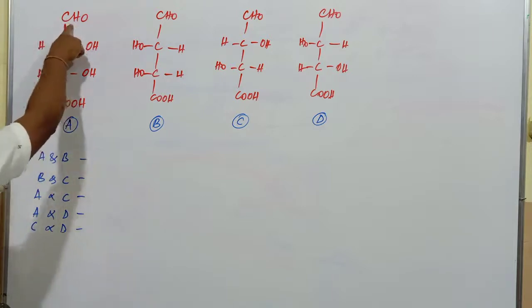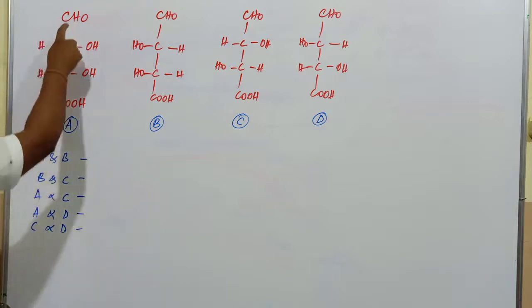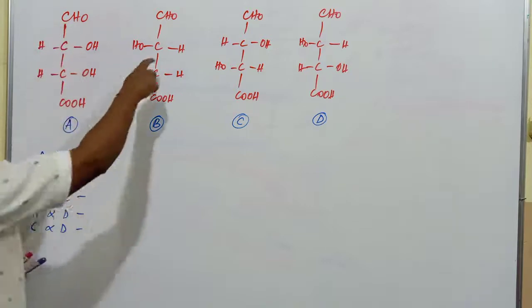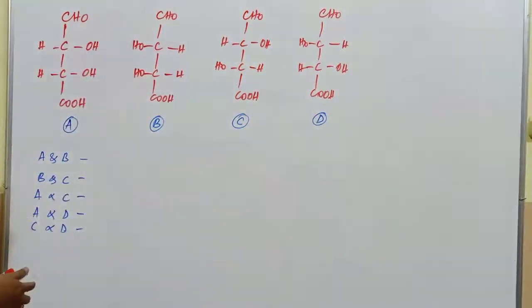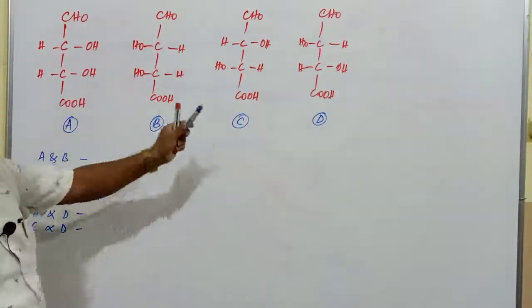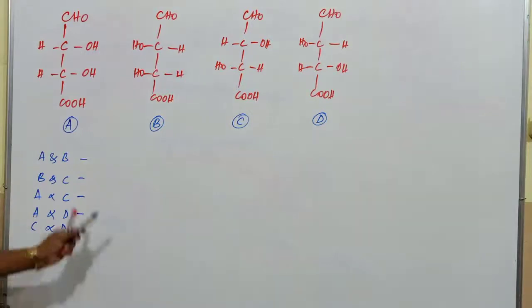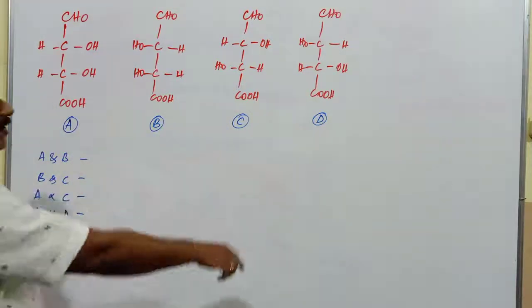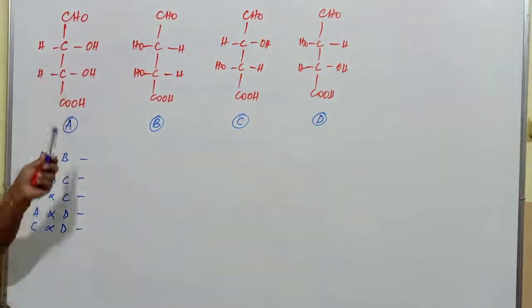Carbon atom is bonded to a double bonded oxygen atom. Here also a double bonded oxygen atom. These two are not chiral. Only these two are found to be chiral in case of this molecule. Just within a minute, identify the configuration with respect to all these four molecules. I'll give a minute of time. So identify the particular configuration with respect to the second position as well as the third position.